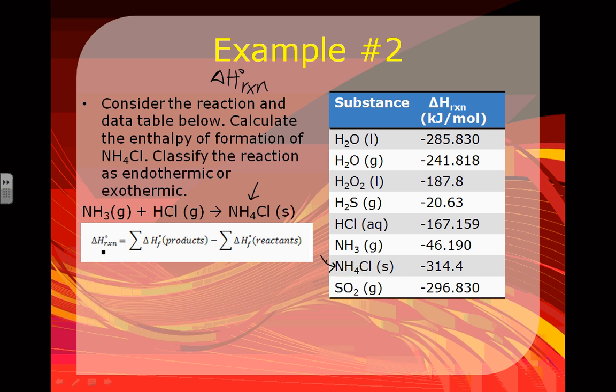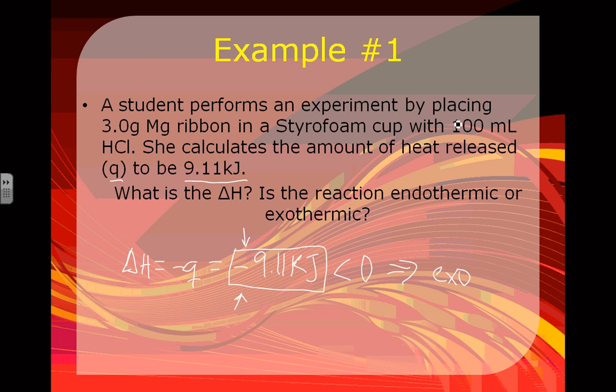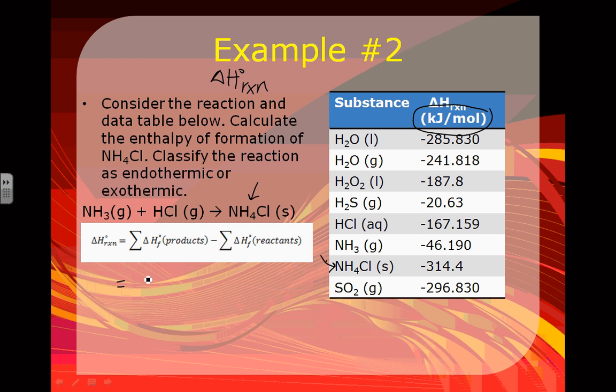Well, we know the enthalpy of the reaction is going to be the sum of the products. We only have one product, and here's the enthalpy. Now, important to know that this is kilojoules per mole. In the last problem that we did, the amount of kilojoules was per 3 grams of magnesium ribbon. Here we're doing per mole of substance, which is what we want. So let's just plug that number in. We've got negative 314.4 kilojoules per mole.